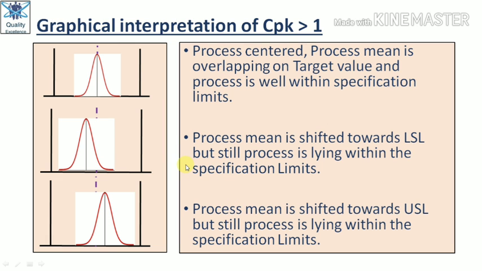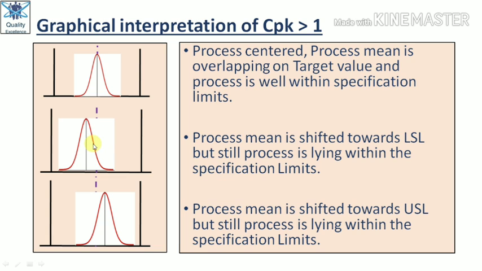Now let us see some scenarios where CPK will be greater than 1. You can see here the process mean is very well centered on the target line, and your process width is well within your specification limit. In this case, CPK will be greater than 1.